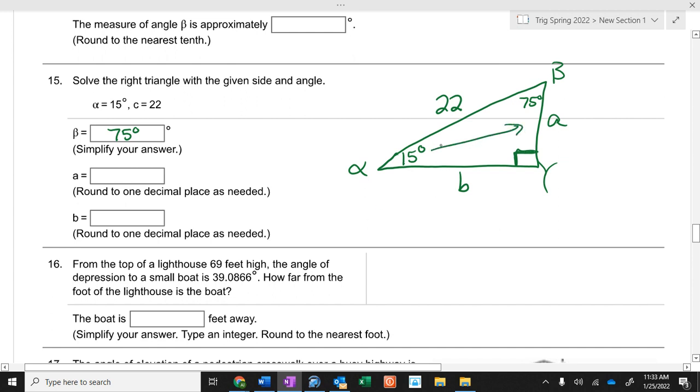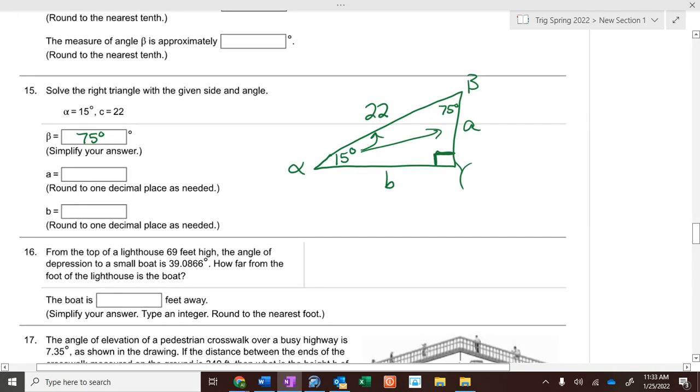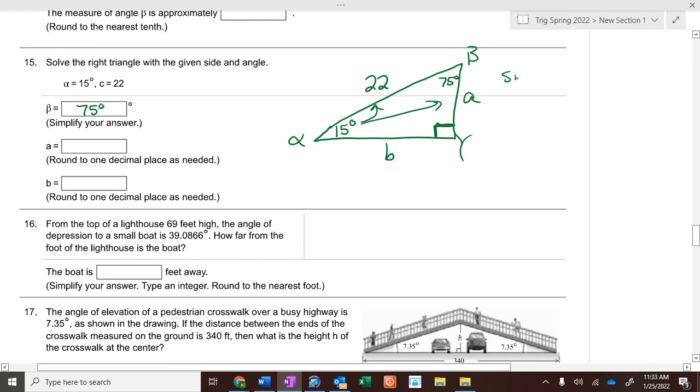Well, if it's opposite and we know the hypotenuse, we must use opposite and hypotenuse is? Opposite and hypotenuse is sine. So the sine of 15 degrees equals the opposite side A over the hypotenuse of 22. How do I get A alone? Multiply by 22. What's 22 times the sine of 15? Round to one decimal place, 5.7 equals A.